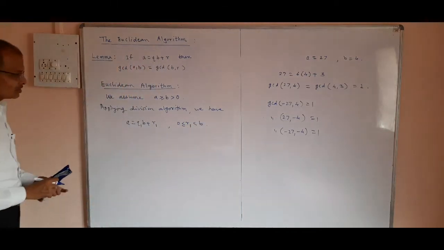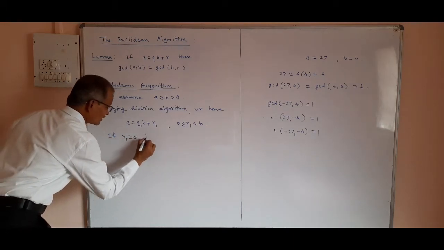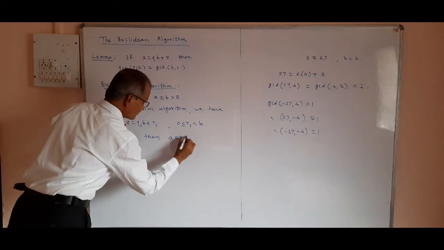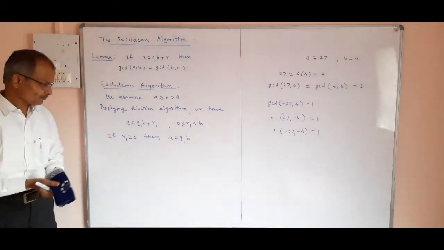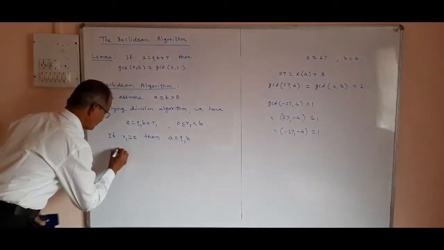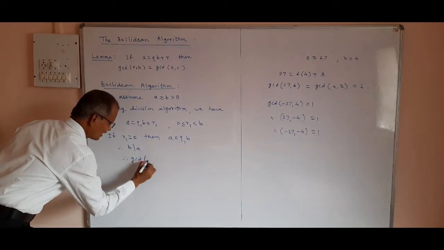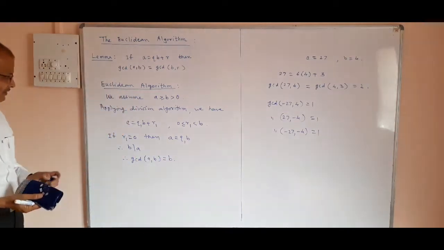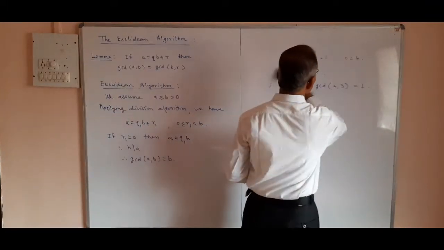Now if r1 is 0, then you see the equation a = q1 b. And this shows that b divides a. So therefore b divides a, and therefore gcd of a and b is b. And we stop here. We get the GCD. Now if r1 is not 0, we continue this.